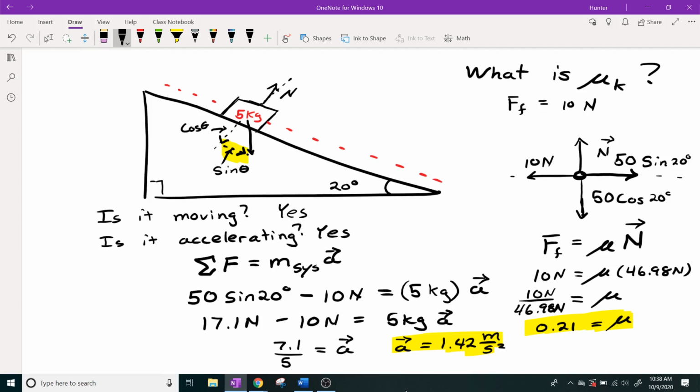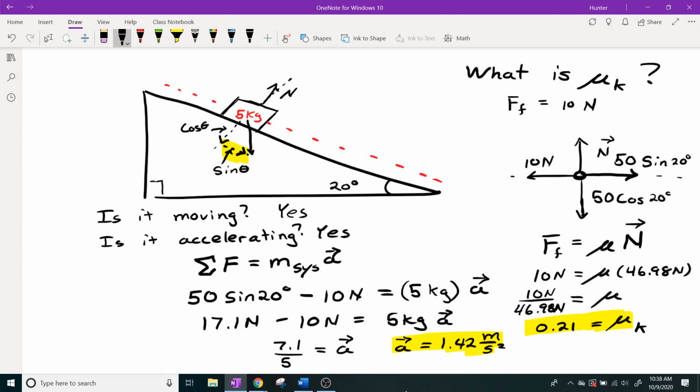Kinetic friction or static friction? Yeah, sorry, I kind of got you mixed up on that one. I had to go back to this. In this case, this mu is a kinetic friction. So 0.21 is mu sub k. The static friction would be a greater value.